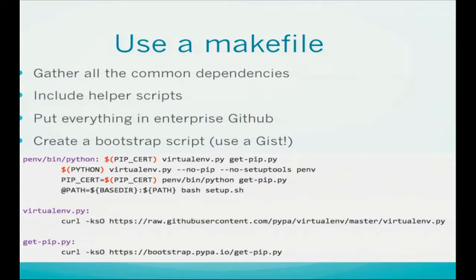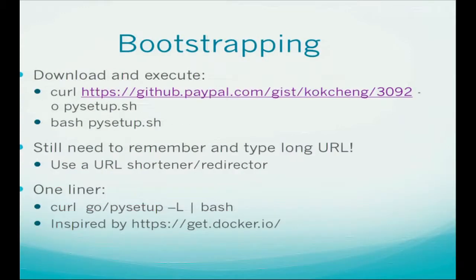So, bootstrapping, right? I download my gist, it is a shell script, so you download it, save it as a file and run the script, right? But you still need to remember a long URL, right? To me, anything more than 10 characters is long. So what do you do? Use a URL redirector, a shortener.